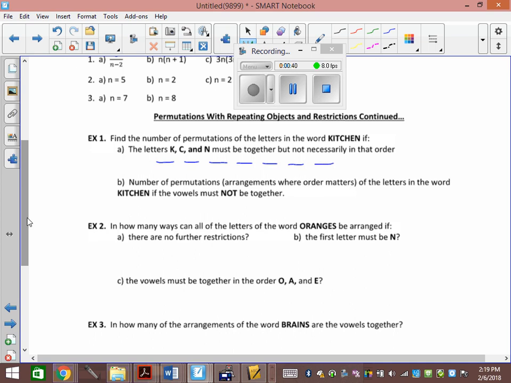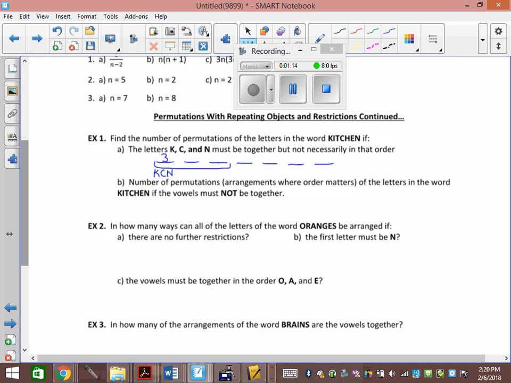The stipulation they gave us is that K, C, and N must be together. So I'm going to hook them together. I always hook them together at the front just because that's how I like doing it. Does it say in the order KCN? Because if it was in the order KCN, it would be 1, 1, 1, correct? But it's not. They just need to be together. So what options do I have for this first blank? K, C, or N. So it's 3.